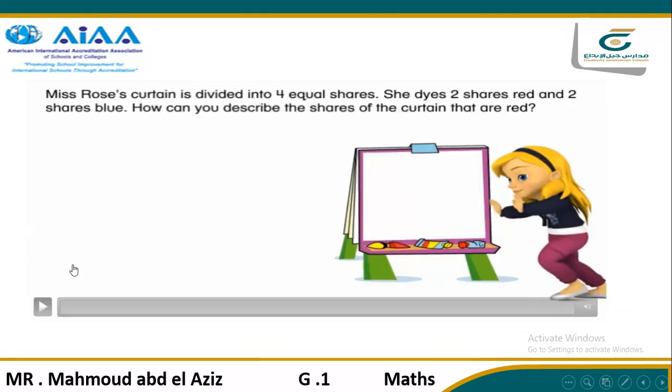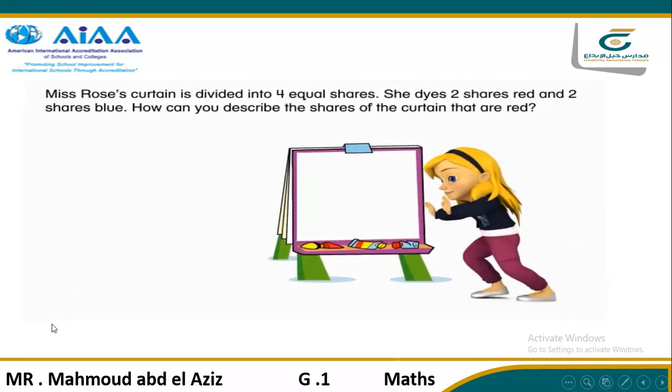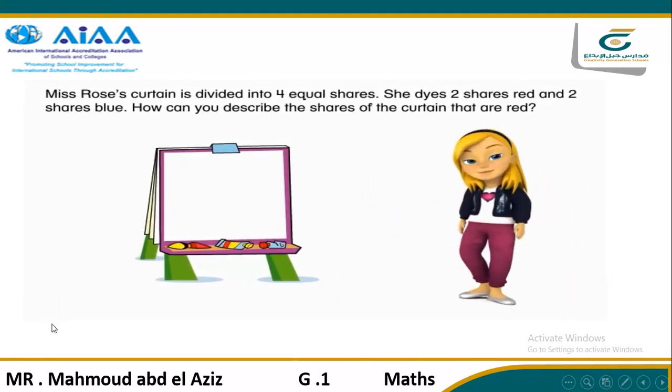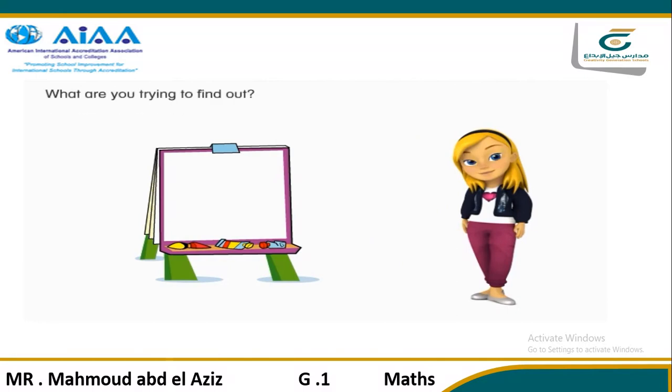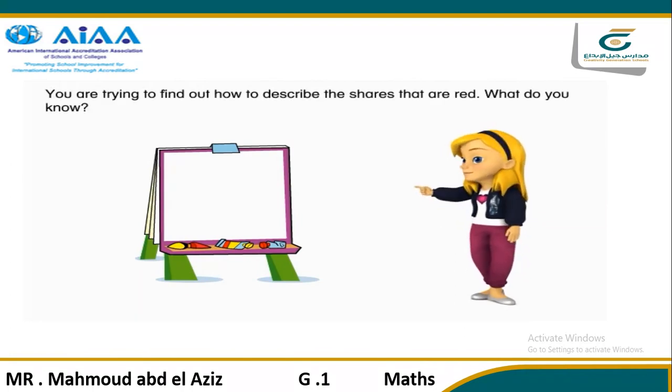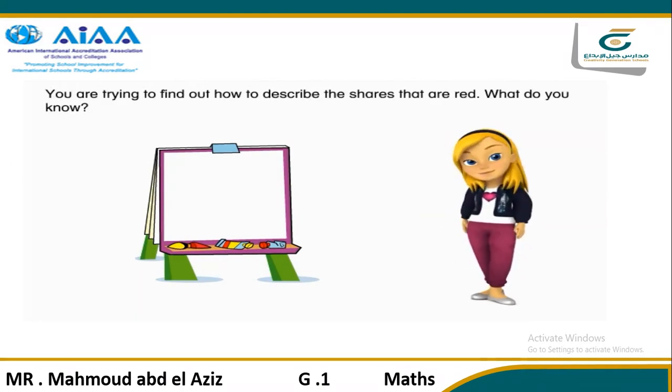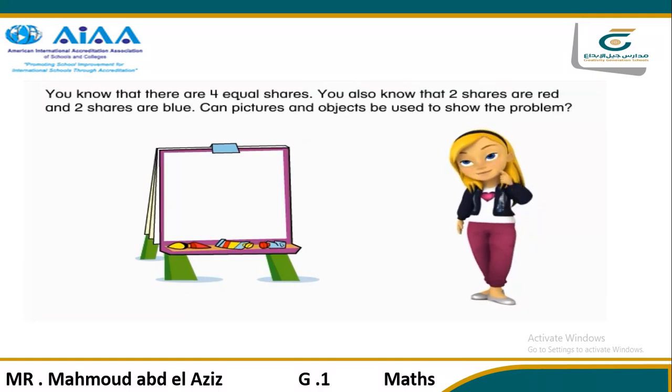With another video, listen to it carefully. Rose's curtain is divided into 4 equal shares. She dyes 2 shares red and 2 shares blue. How can you describe the shares of the curtain that are red? What are you trying to find out? You are trying to find out how to describe the shares that are red. What do you know? You know that there are 4 equal shares. You also know that 2 shares are red and 2 shares are blue.